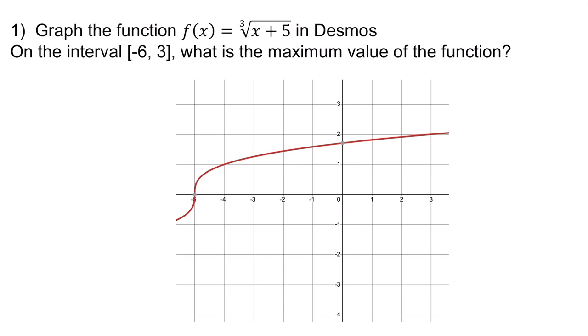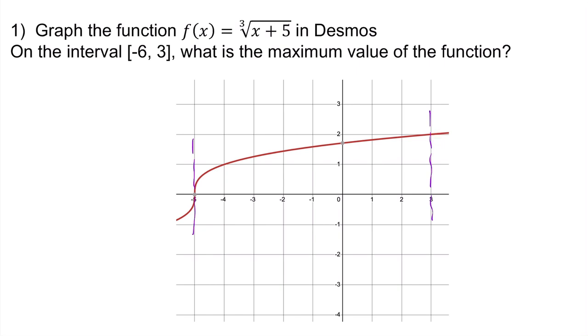And then what you want to do is look at the piece of the graph that's going from x equals -6 to x equals 3, okay? And so you can see this is the piece of the graph on that interval. And if we look at this, the maximum value is going to be the highest y value we see on this piece of the graph, right? So basically the highest point.